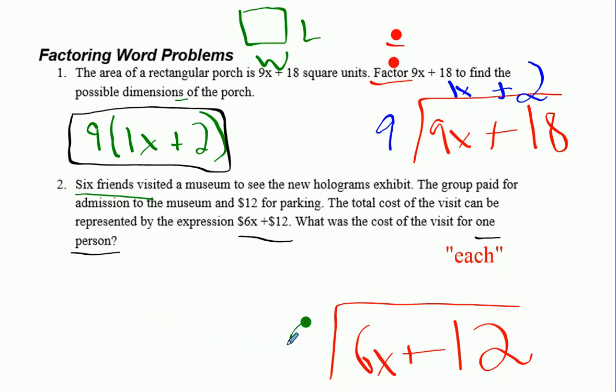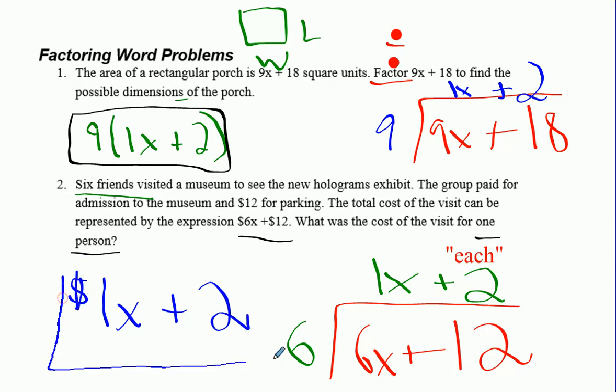There you go. So I'm going to be dividing by 6 to figure out how much each person had to pay. 6x divided by 6 is 1x. 12 divided by 6 is 2. So now my final answer this time's a little bit different because I don't want to include the 6. The 6 just represents the people. So the only part of this factoring that I'm going to be using is the cost for each person is this much.